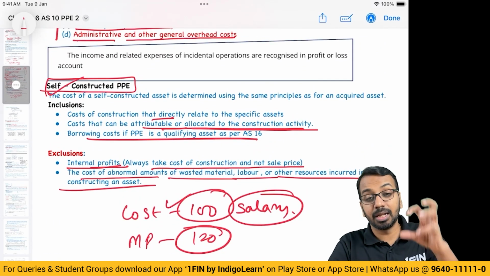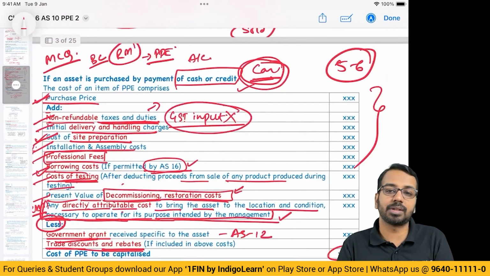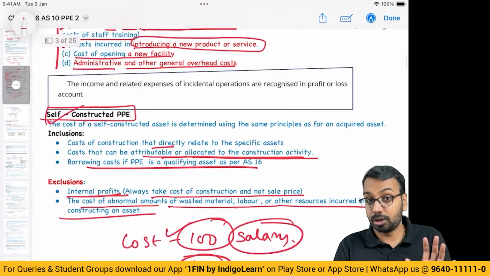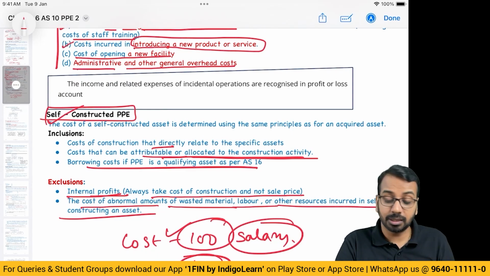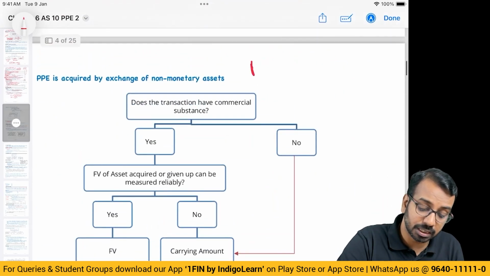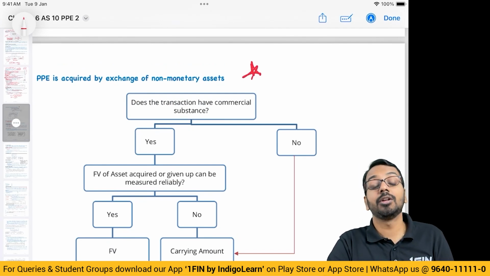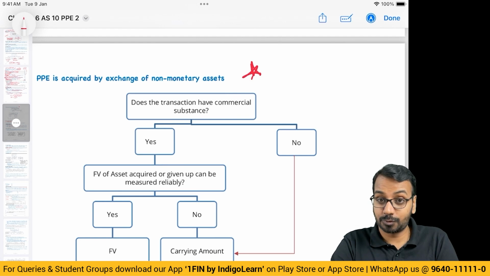Right? So self-constructed, you will not take internal profits. You will take all the costs which you have discussed here, and that will be given to you in the question. We'll see 2-3 questions of this range. This also can be tested in the examination. This is very important. Exchange of non-monetary assets. Exchange of non-monetary assets. A lot of students feel this is tricky, this is complicated. How do we do it?